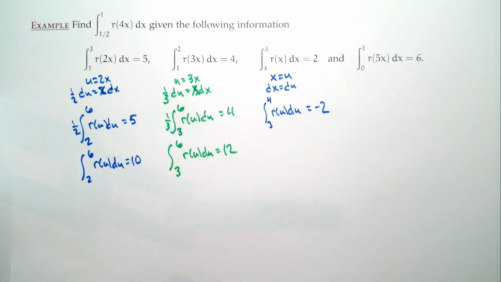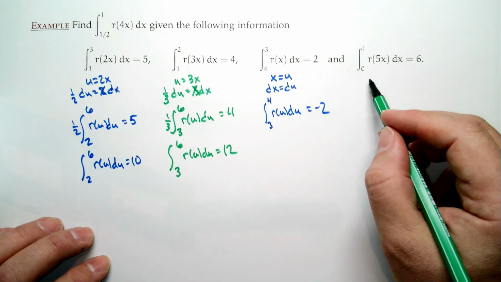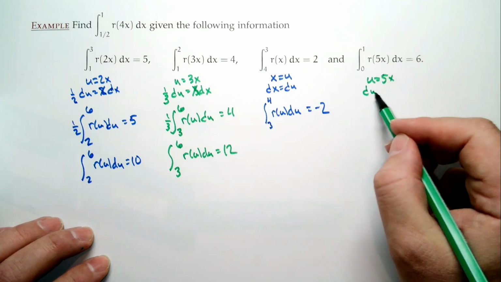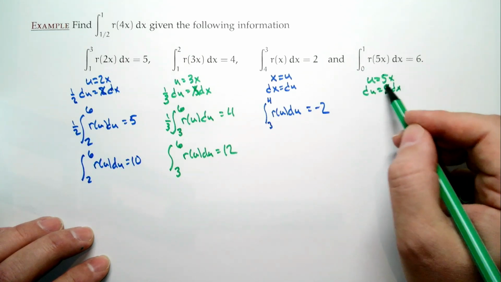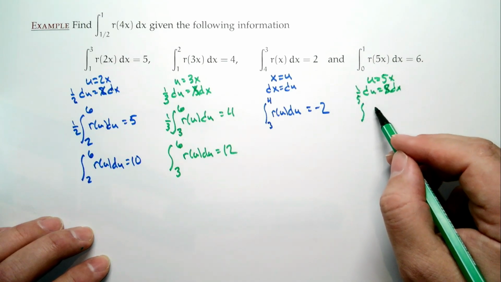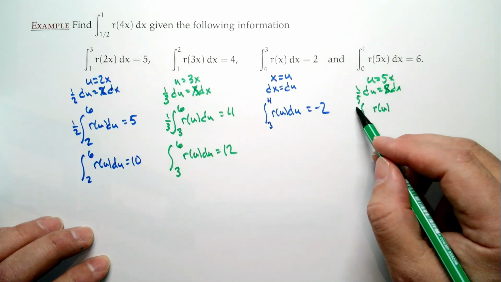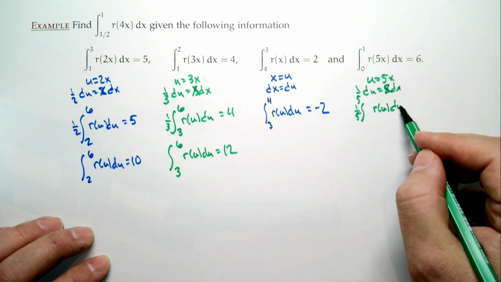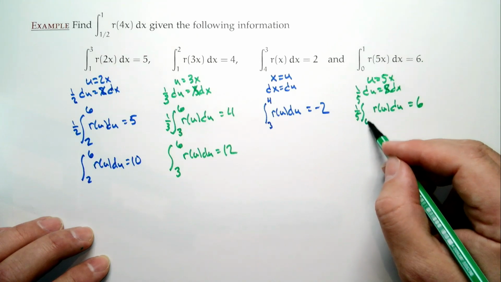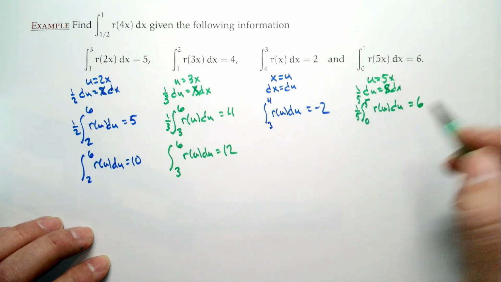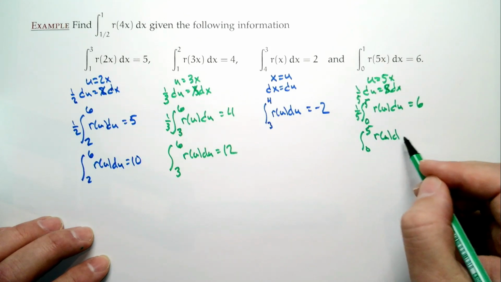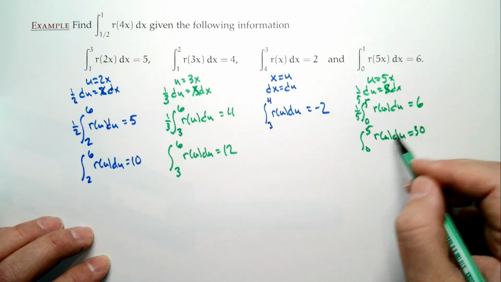All right, this one on the end. That one shouldn't be so bad. u equals 5x, du equals 5 dx, divide by the 5. We get the integral of r of u times a 1/5 du. That's 6. What will the bounds be? 5, 0. Yep, 0 up to 5. So we get that the integral from 0 to 5 of r of u du is 30.